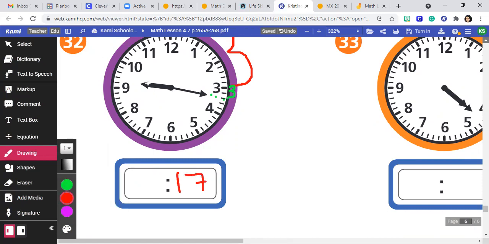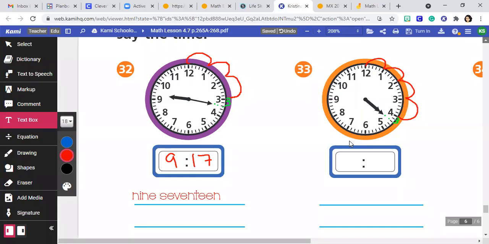And my hour hand is in between the 9 and the 10. So it's not 10 o'clock yet. It's still 9 o'clock, which makes this time 9:17. All right, third graders, so we've established that the time on this clock is 9:17 from the analog clock. We've written it on the digital clock, and this is how I would say it in words, 9:17, spelling counts.